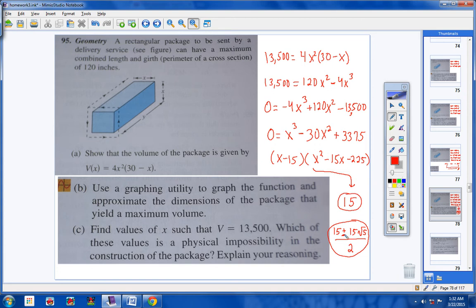Let me type that in real quick, just to get an idea of what that decimal would be. 15 plus 15 square root of 5 would give you 48.54. Okay? So there's two different options for your x, okay? And the one we would not want is the negative sign here, okay? So there we go. Moving on.